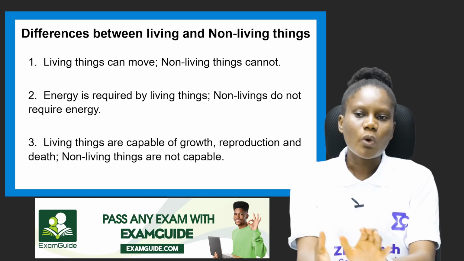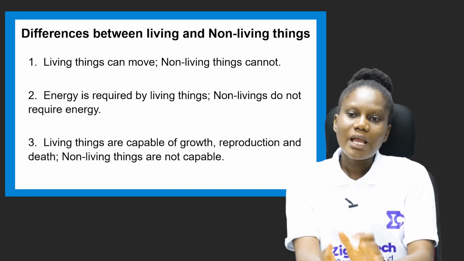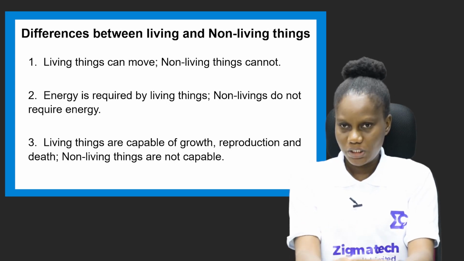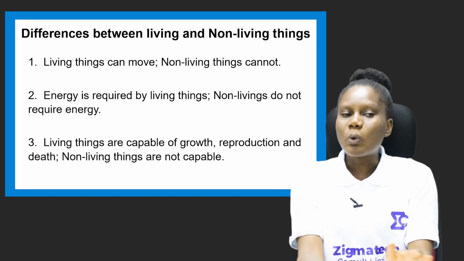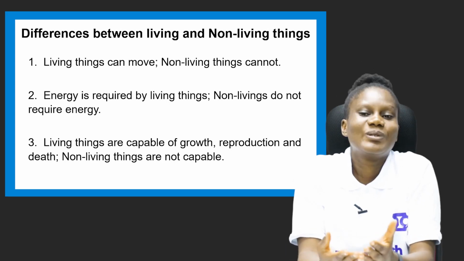Number 2 is energy is required by living things. All living things require energy. They require energy to perform their daily activities. But non-living things do not require energy. They don't need energy because they are not living.